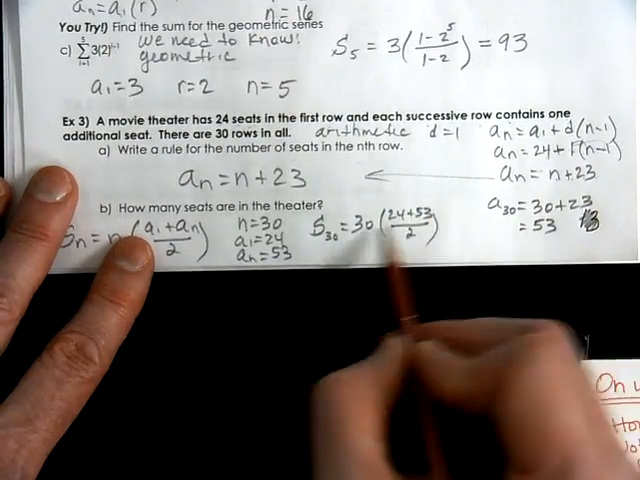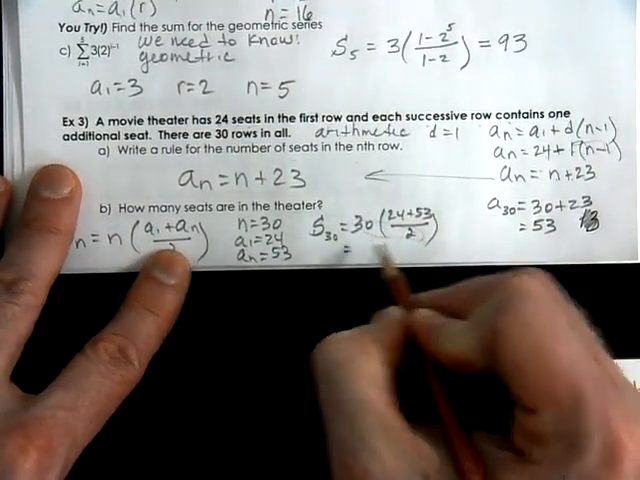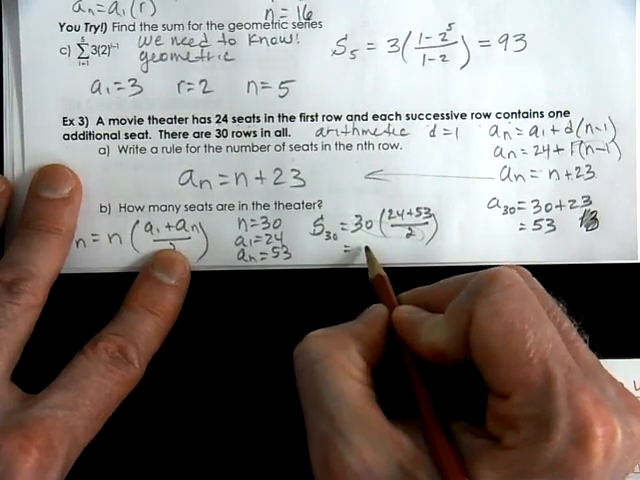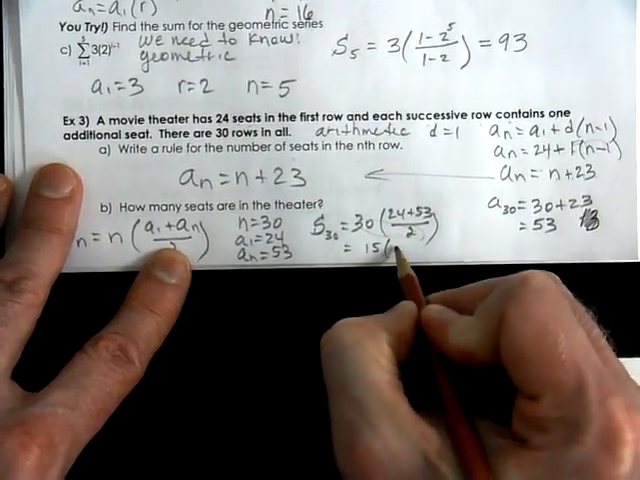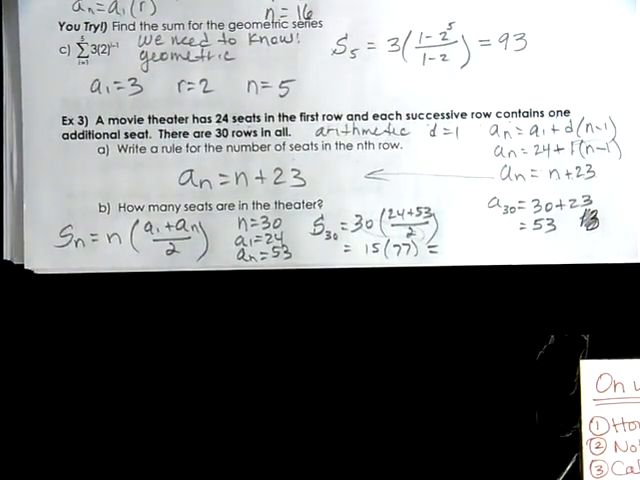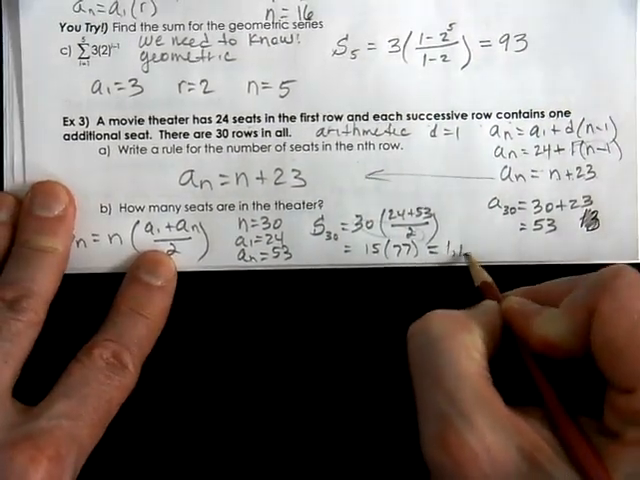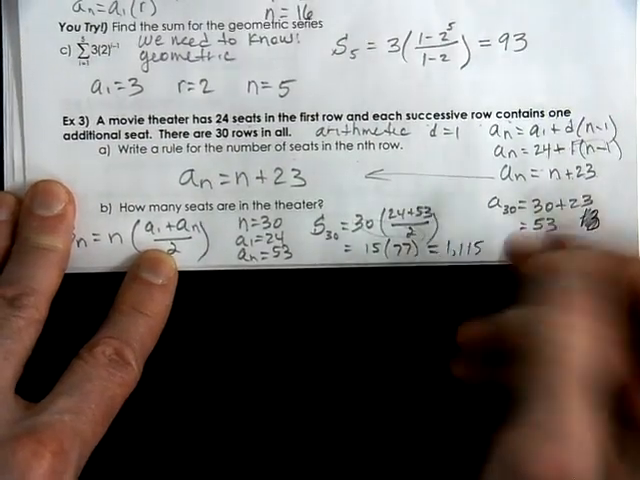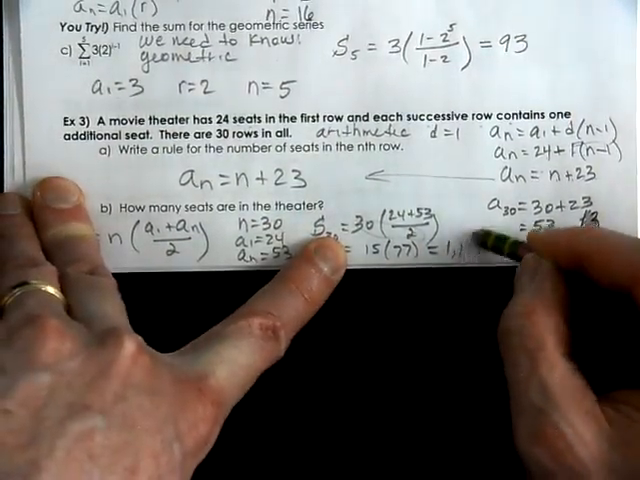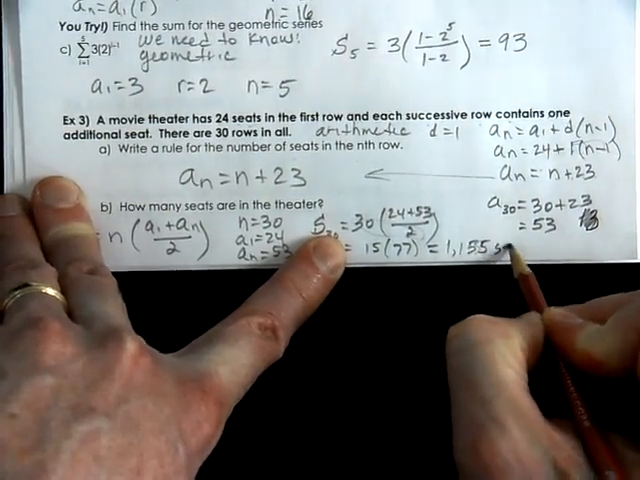That would be 77. We could divide the 30 by the 2 to give us 15. And 77 times 15 is 1,155 seats.